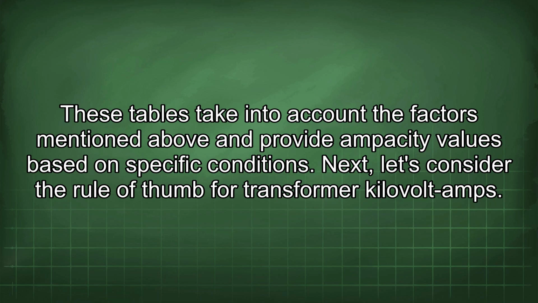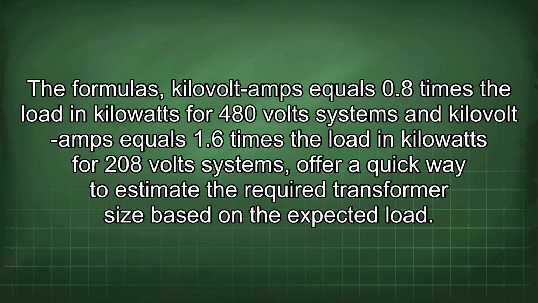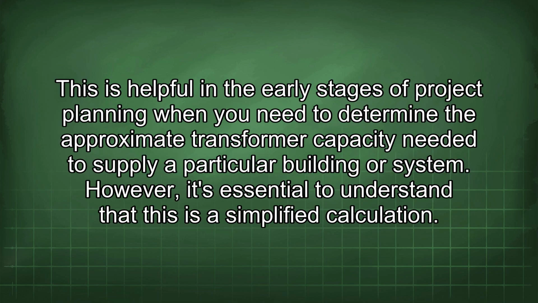Next, let's consider the rule of thumb for transformer kilovolt amps. The formulas kilovolt amps equals 0.8 times the load in kilowatts for 480 volt systems and kilovolt amps equals 1.6 times the load in kilowatts for 208 volt systems offer a quick way to estimate the required transformer size based on the expected load. This is helpful in the early stages of project planning when you need to determine the approximate transformer capacity needed to supply a particular building or system.